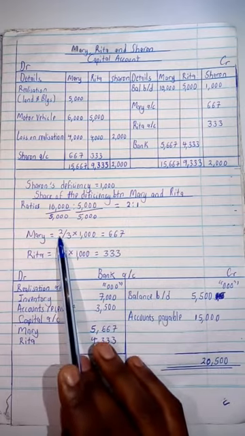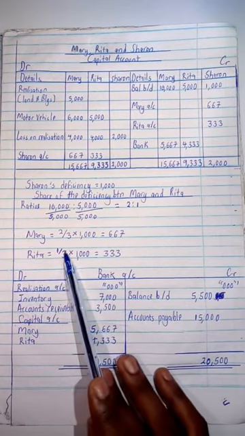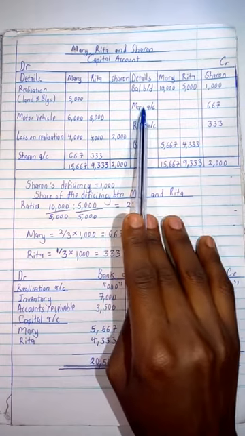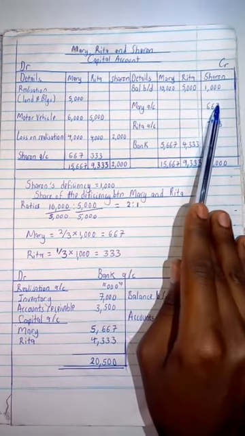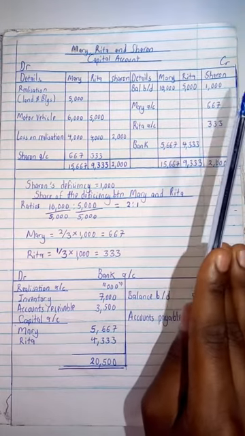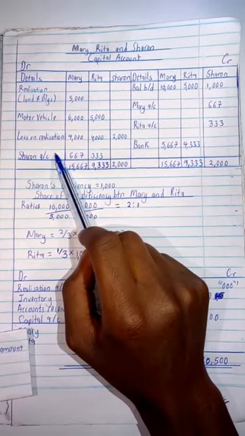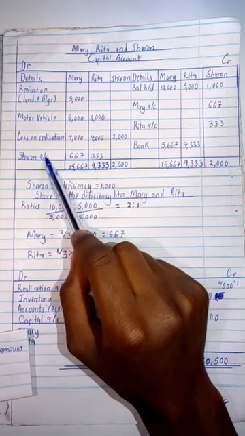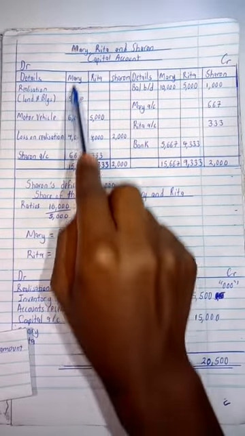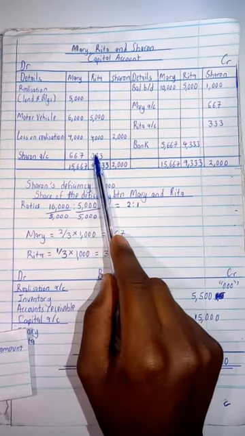So Mary, 2 out of 3 times the 1M, giving me this. Rita, 1 out of 3 times the 1M, giving me this. So Mary is going to contribute this amount to Sharon's deficiency, and Rita is going to contribute this amount to Sharon's deficiency. So after doing that, I go on the debit side to show that Sharon's account is being catered by Mary and Rita to complete double entry. Mary, the contribution was this amount, and Rita, the contribution was this amount.